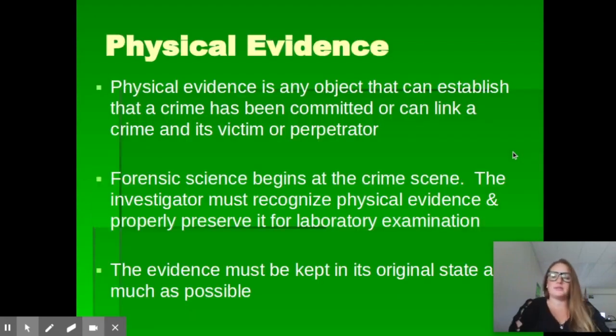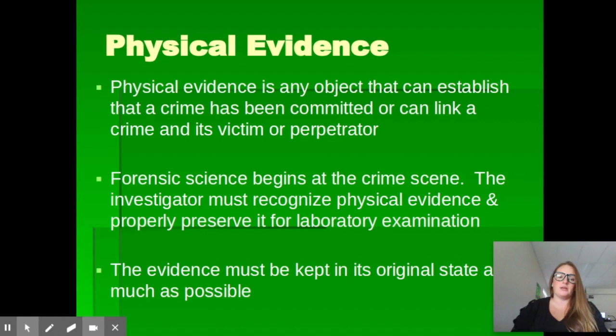So crime scene processing is what we're going to talk about. Basically, the gist of it is that you're going to be collecting physical evidence from a crime scene. And that obviously is going to be used to help solve the crime, figure out what happened, and all that kind of stuff. So physical evidence is considered any object that can establish that a crime has been committed or can link a crime and its victim to a perpetrator.